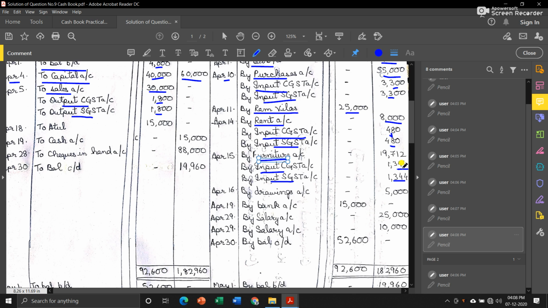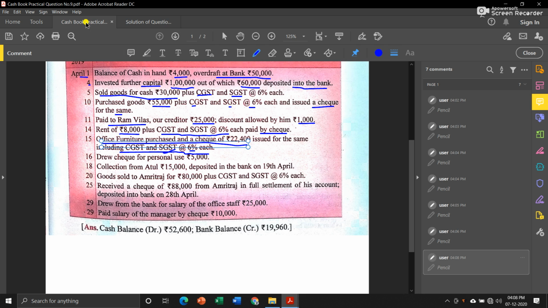And after finding out these two amounts, you have to simply deduct them from 22,400, and the remaining amount of rupees 19,720 you will write in the furniture account. That is the actual amount that we paid for furniture, and the remaining amount was for GST.